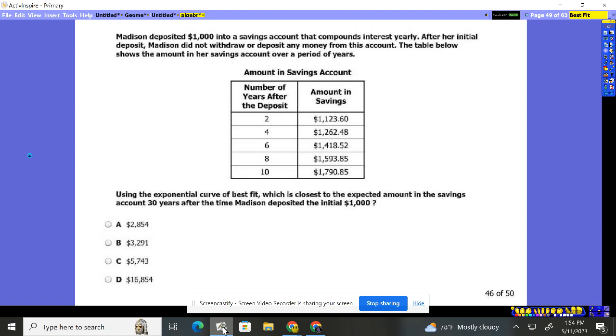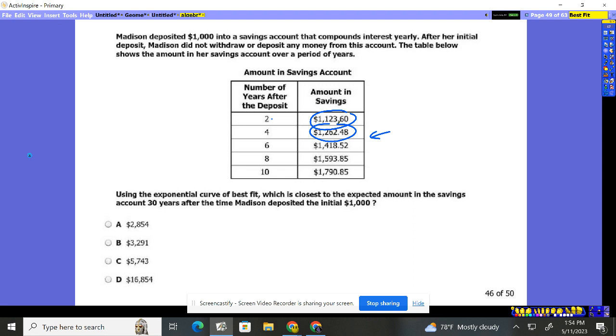All right, problem 46. Madison deposited $1,000 into a savings account that compounds interest yearly. So we have this chart right here. Here's all her deposits. Number of years after deposit, 2. Here's how much she had. 4. Here's how much she had.